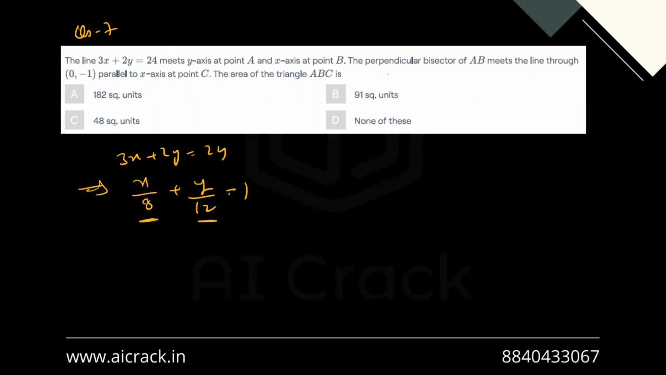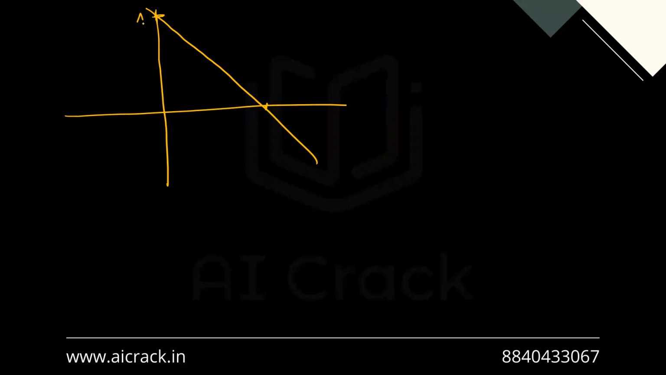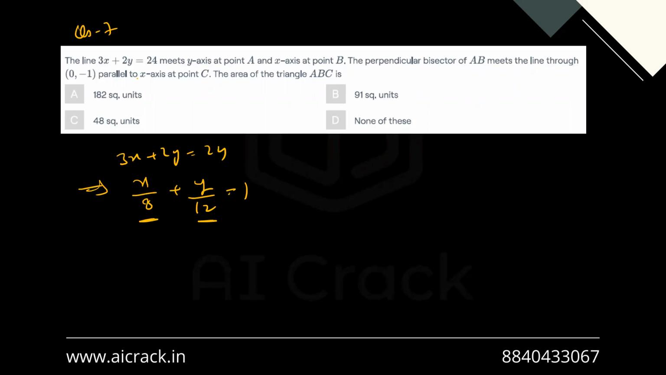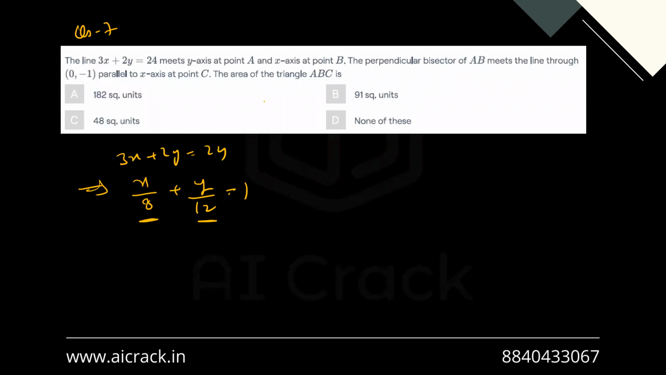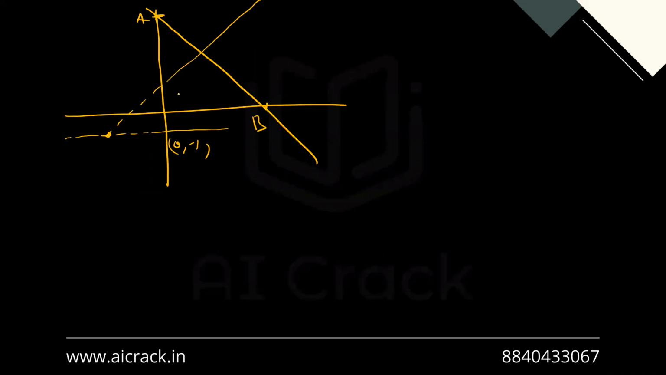And now we have drawn a perpendicular bisector of AB. So this is A and this is B. Through the line (0, -1), so if I am drawing the perpendicular bisector and this is my line, basically this is my line through (0, -1), basically a line passing through (0, -1) parallel to the x-axis. So this is the (0, -1) point, okay. And this line and this line, this perpendicular bisector and this line, meet at a point called C, okay. And we have to find out the area of triangle ABC. So this area we have to find out.